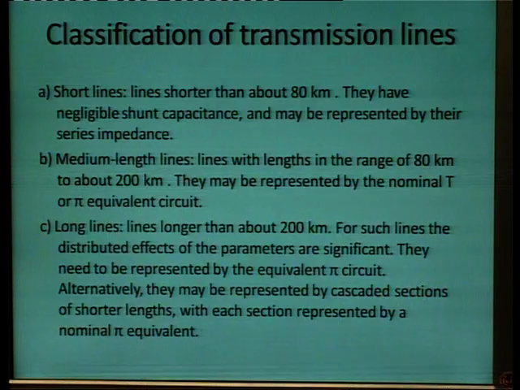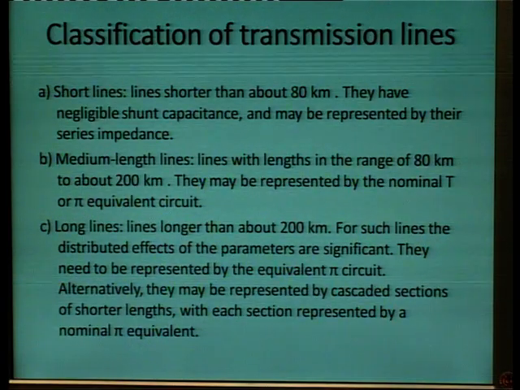The second category is the medium length line. In these lines, the length ranges from 80 to 200 kilometers. That is the range. The length should be greater than 80 kilometers but less than 200 kilometers. Then it comes under the medium length line. These lines may be represented by nominal T or pi equivalent circuits. The third category is the long line. Its length is more than about 200 kilometers.